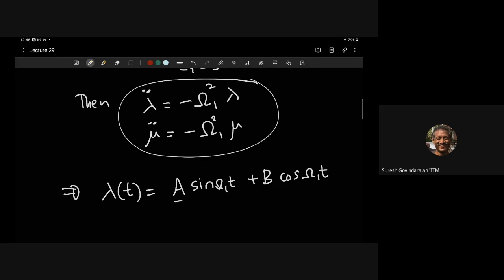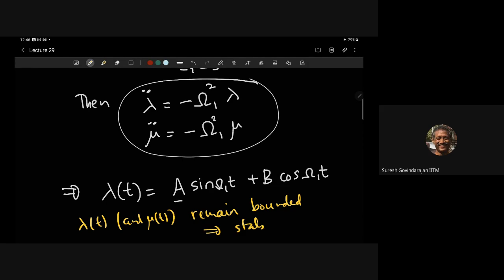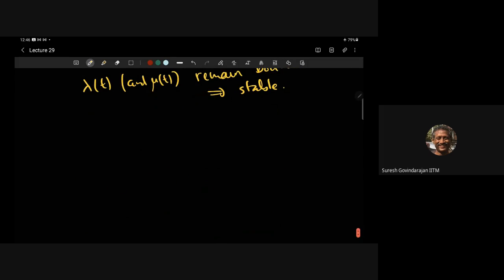Right, because it's bounded, right? A and B are some fixed constants, so lambda will remain bounded by square root of A square plus B square at most. You agree? Yes. Okay, so it's bounded. So lambda of t remains bounded. That's all.